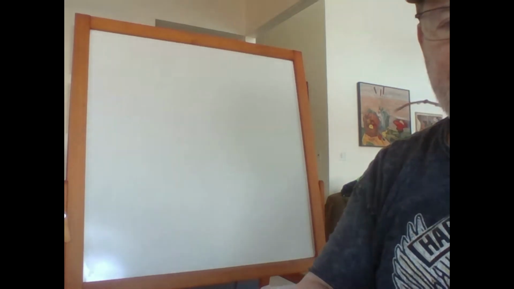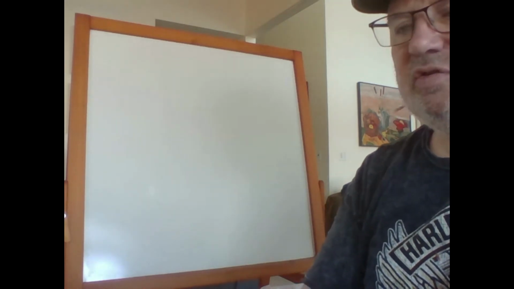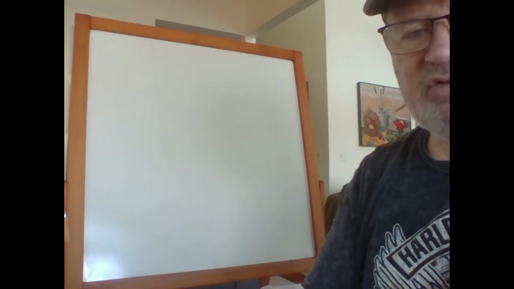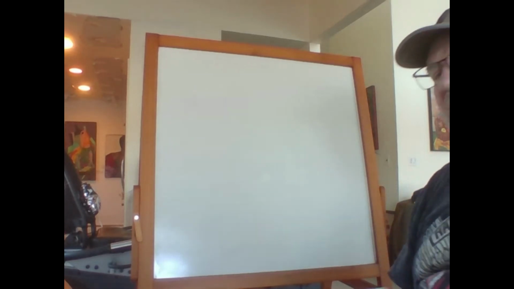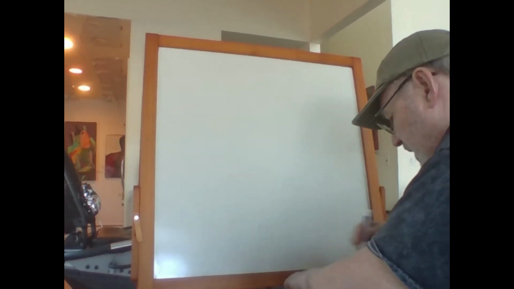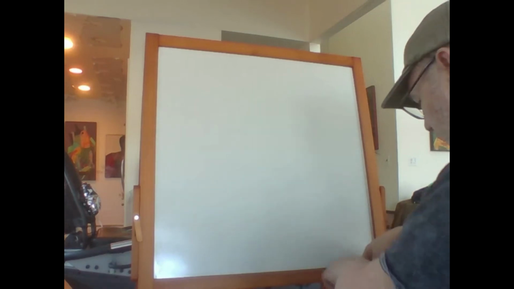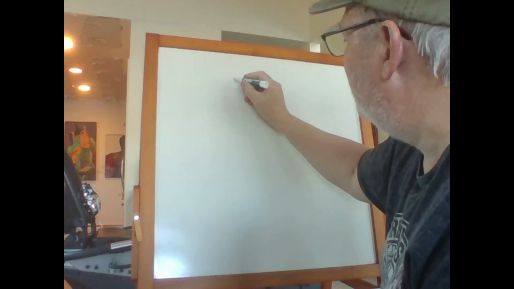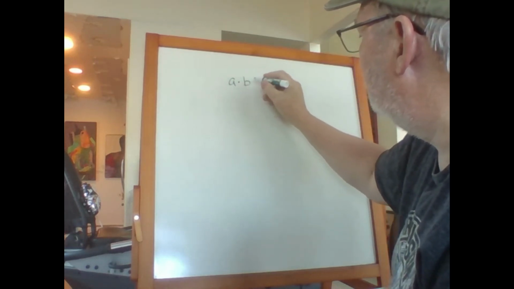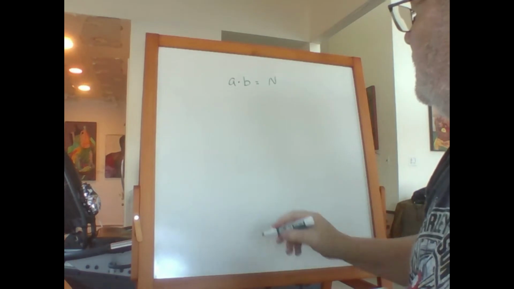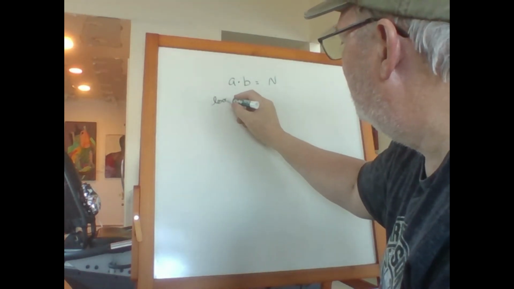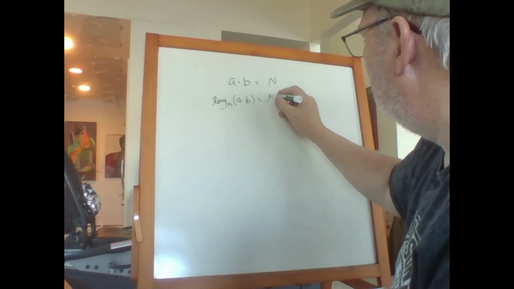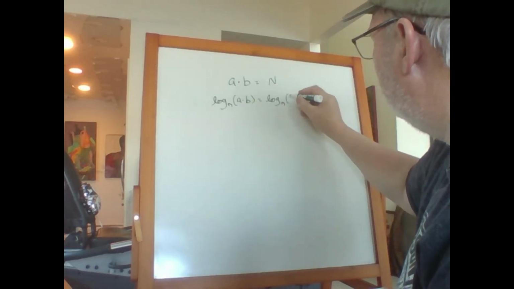Okay, so now let's move on to another aspect of this. Now we're going to take a look at the laws of logarithms, and I think this is pretty cool. This is pretty neat stuff. So what if we had the situation where we have a times b equals n? Well, if we took the logarithm base n of a times b, we have the logarithm base n of n.